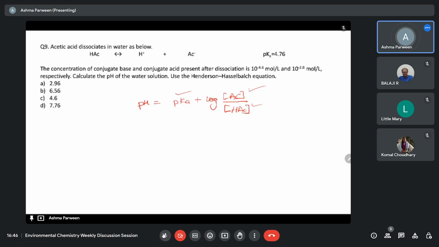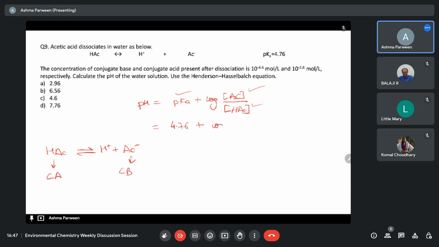Let's see, we just have to put in the values. So pKa is given as 4.76, and we have HAC dissociating as H plus and AC minus. AC minus is the conjugate base for HAC, and HAC is the conjugate acid for AC minus.